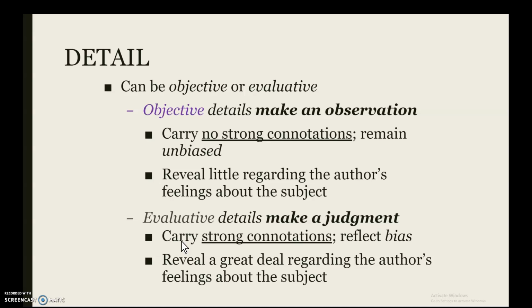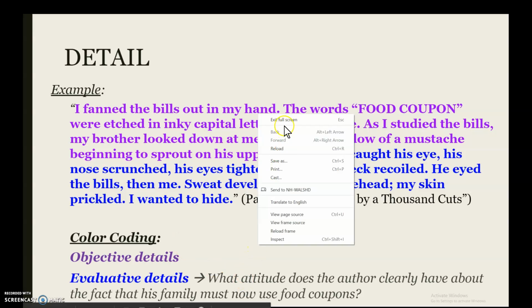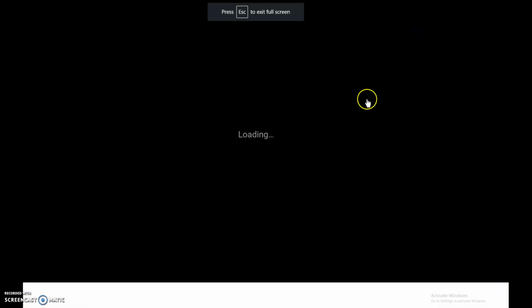Evaluative details, on the other hand, are connotative. They have biases. They make judgments. You can tell what the author is feeling about his or her subject when you look at evaluative details. So, for example, I took an excerpt, and I see there's a typo. I will go back and fix that. This is from Shame by a Thousand Cuts by James Patterson. And I'm going to read this to you. I have color-coded the kinds of details. So the purple details are going to be objective, and the blue ones are going to be evaluative. And since this is bothering me, I'm going to change this right now so that, as an English teacher, it's not staring at me the whole time.